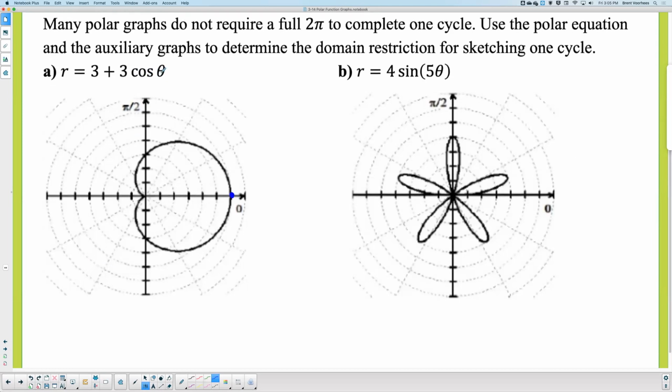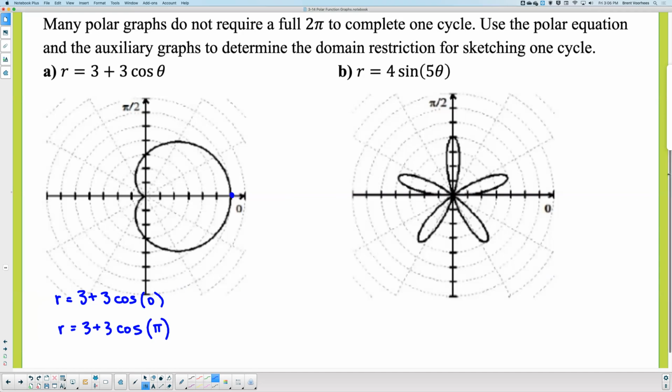Cosine has its maximum at 0, excuse me, and its minimum at pi. So what I want to know is the value of 3 plus 3 cosine of 0, and whether it's exactly the opposite of 3 plus 3 cosine of pi. Remember, cosine's minimum occurs at pi. If they're exactly the opposite, it only takes 1 pi. If they're not, then it takes 2 pi.